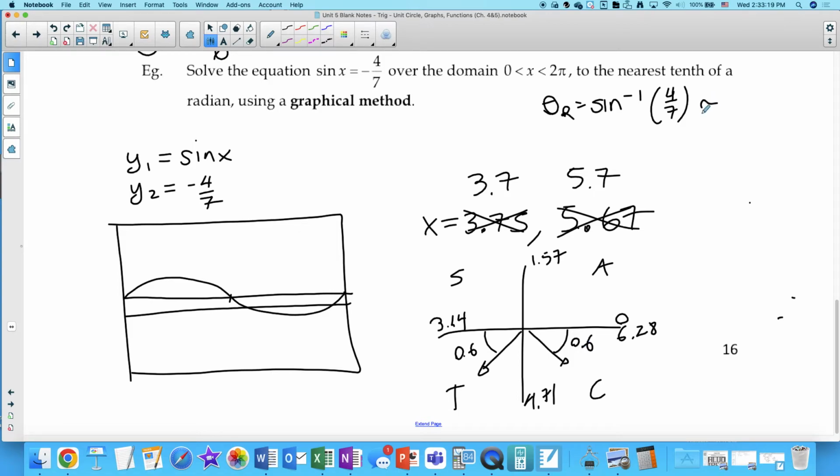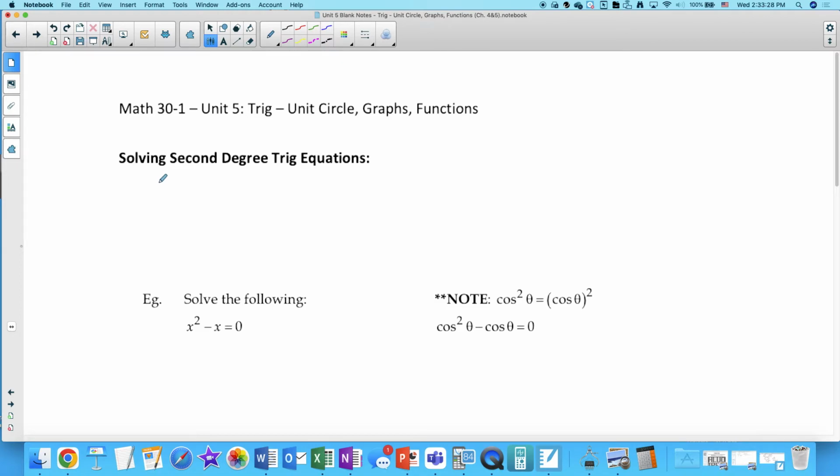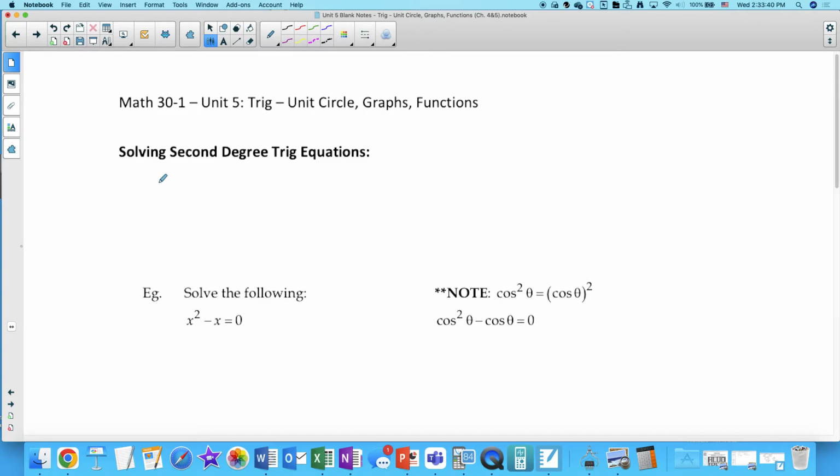Okay, so now let's get into the actual fun stuff. Solving a second degree trig equation. A second degree trig equation is sort of parallel to solving a quadratic equation in that you are going to see something squared. In this case, it's going to be a trig ratio squared. But the way to solve it is the same as solving quadratic, in that you have to equate one side to 0, and then either factor or use the quadratic formula to get the solutions.